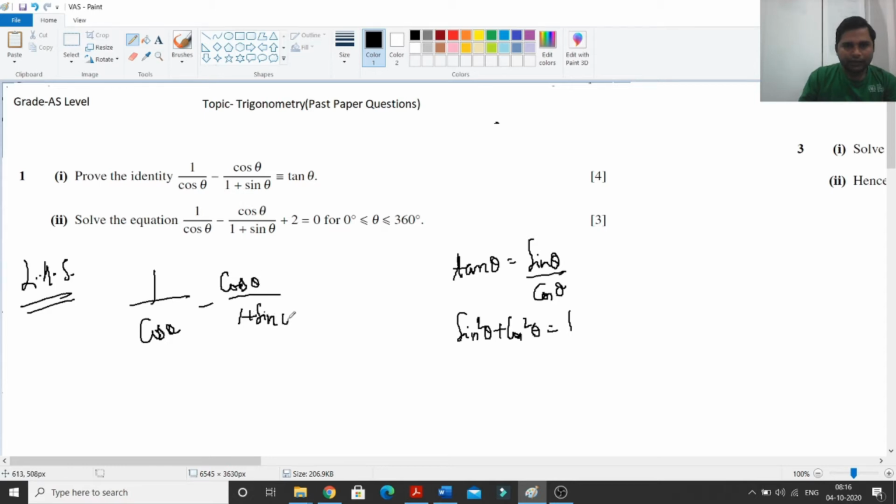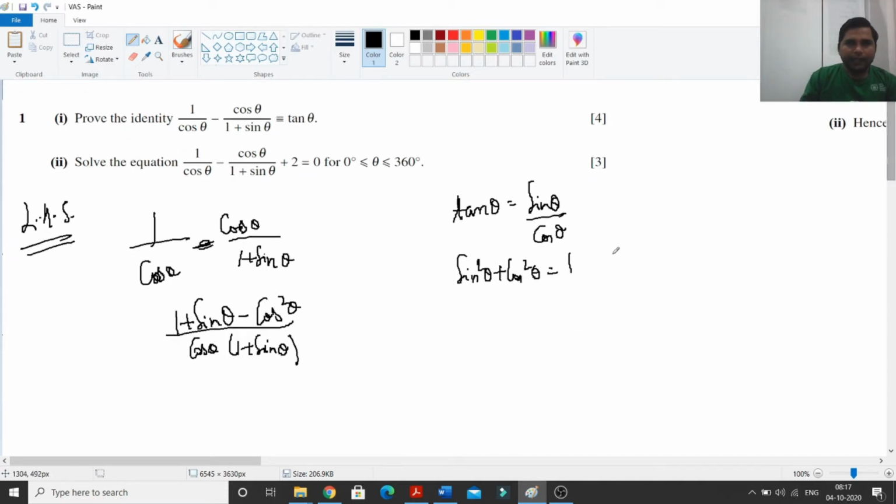Okay, so in these kind of things it's very easy to take the LCM first. So take the LCM. So if you take the LCM, you'll get cos theta times 1 plus sin theta, right? And then 1 plus sin theta minus cos square theta, right? We have taken the LCM, and we know that sin square theta plus cos square theta is 1. So what will be 1 minus cos square theta? See, here is 1 minus cos square theta.